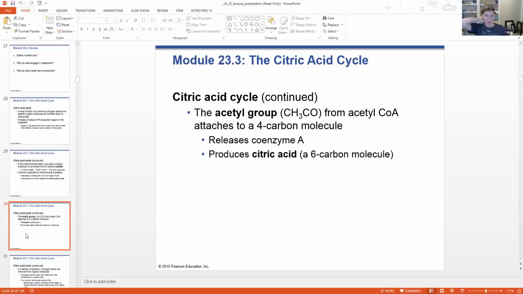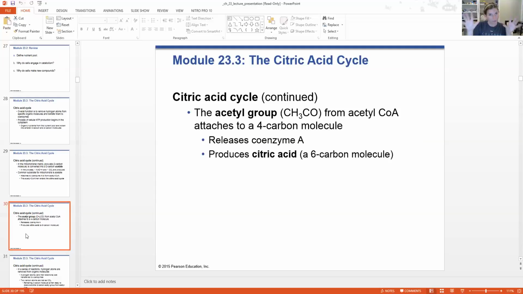So the acetyl group, this CH3CO part of the acetyl-CoA, attaches to another 4-carbon molecule. The 4-carbon molecule that it attaches to is oxaloacetic acid. This oxaloacetic acid combines with the acetyl-CoA, and that coenzyme A is now released, and we have citric acid produced. That's the whole point, right? That's why we call it the citric acid cycle.